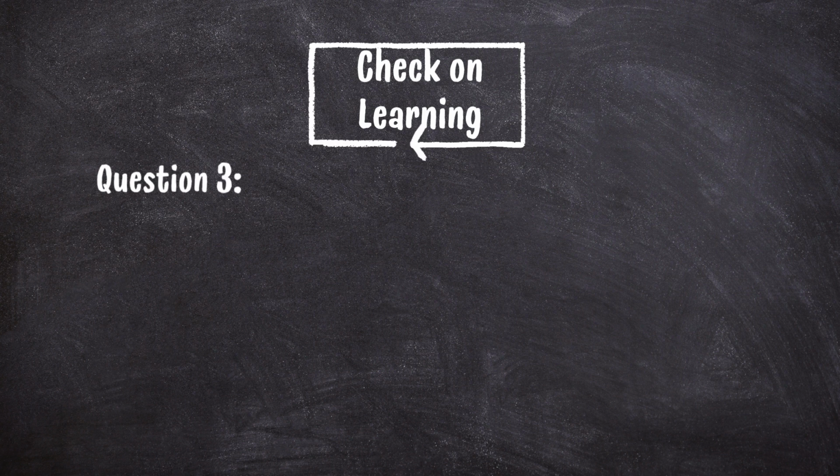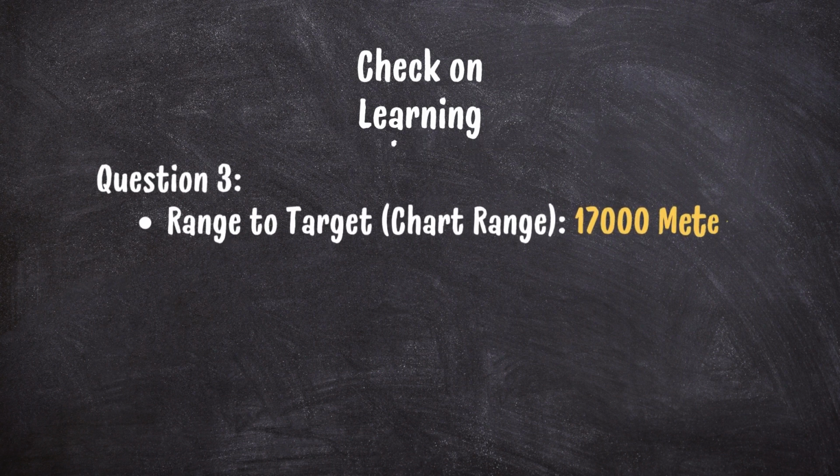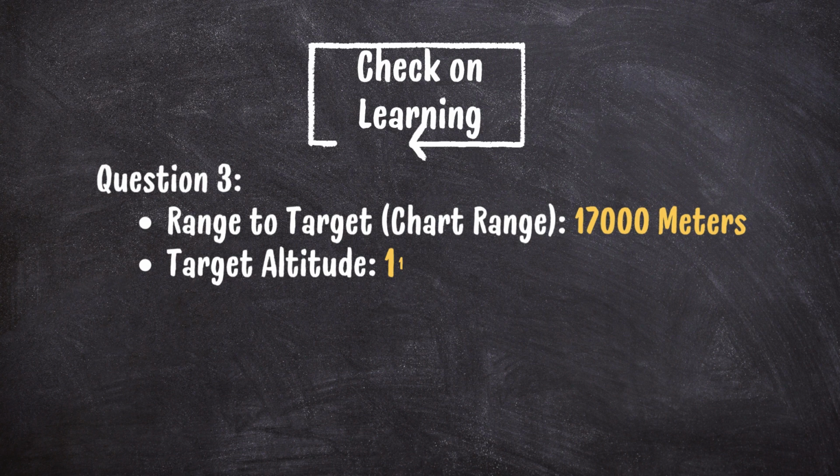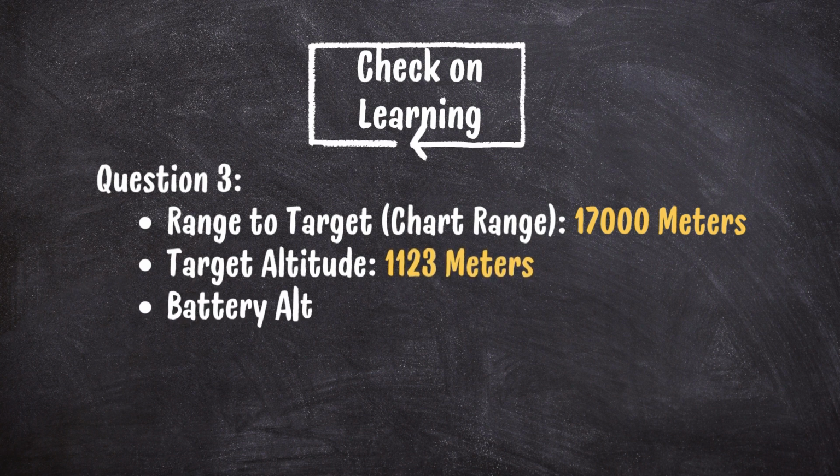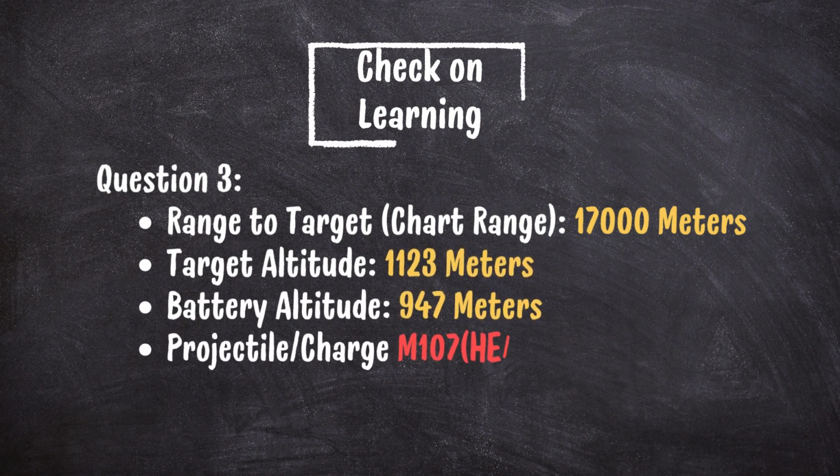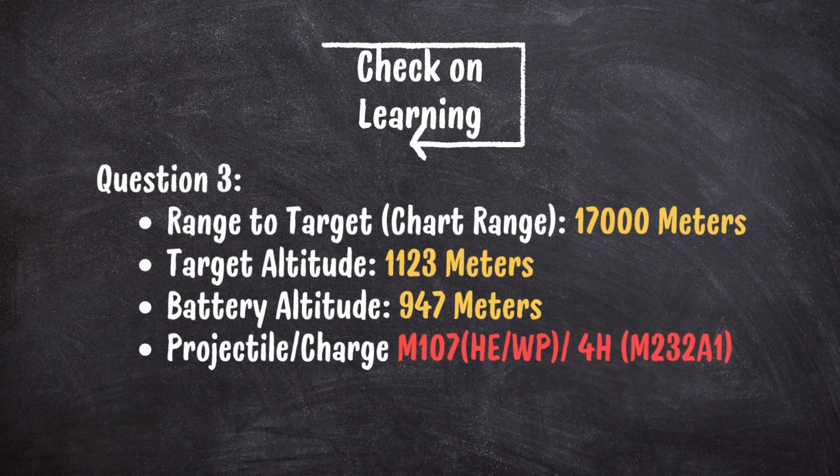Question 3. Range to target, chart range, 17,000 meters. Target altitude, 1123 meters. Battery altitude, 947 meters. Projectile, charge Mic 107, HE or white phosphorus. 4 Hotel, Mic 232 Alpha 1.